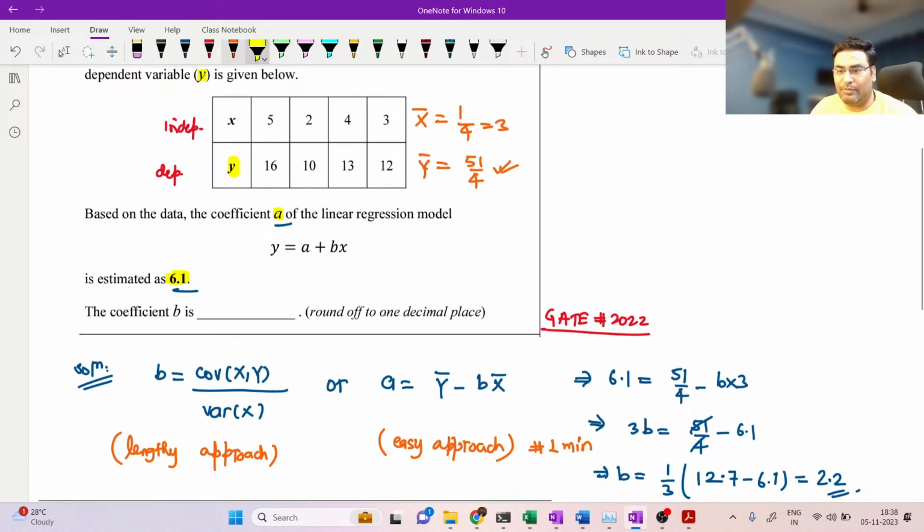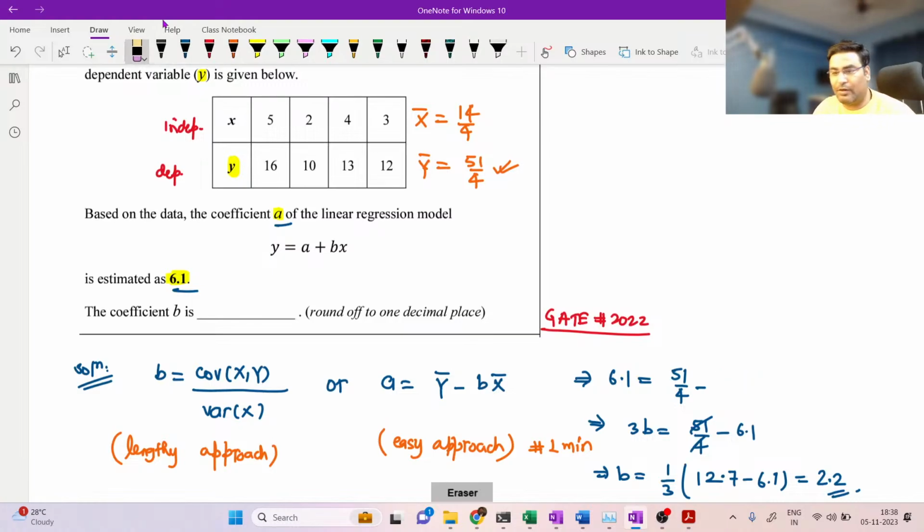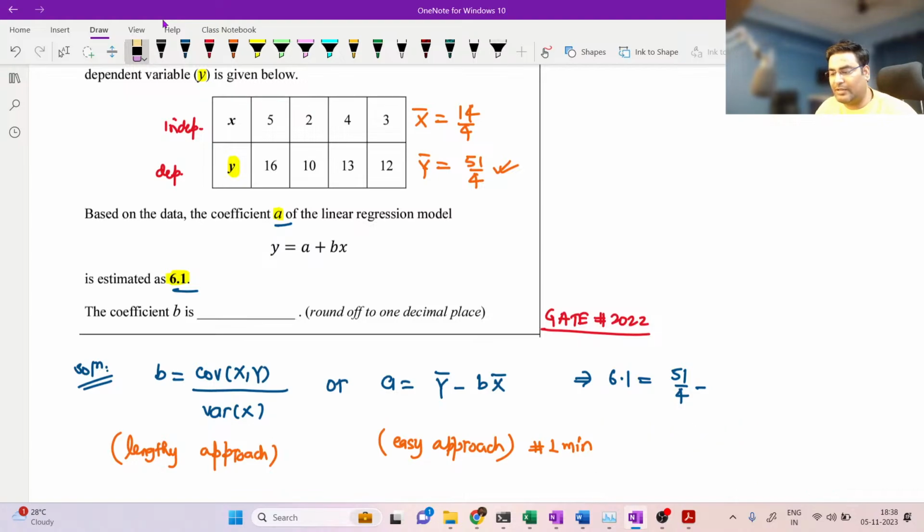Guys, there's one typo from my side. Please change it. That will change a lot of things here. It's a small typo. Let me just correct it, because my answer key was telling differently. You have to be very careful. So it will be B into 14 by 4, equal to 51 by 4 minus 6.1.